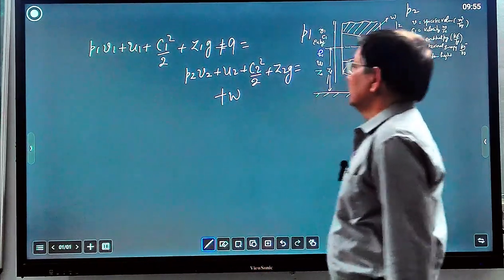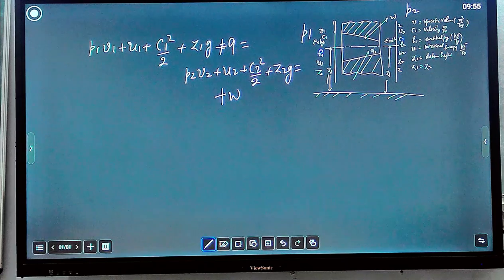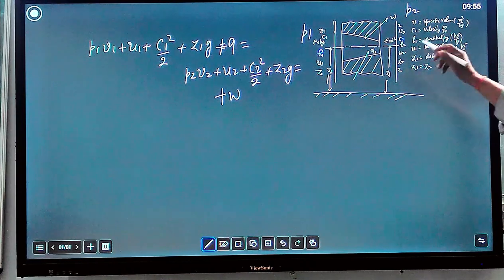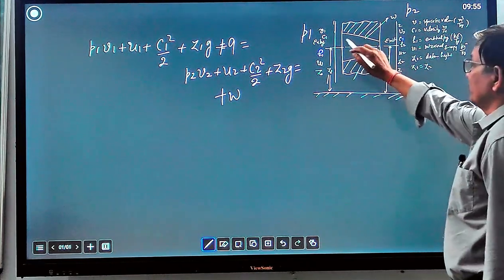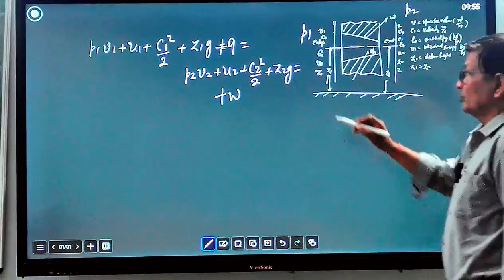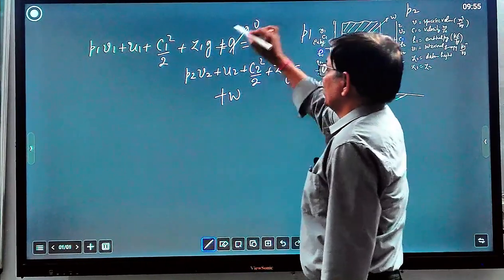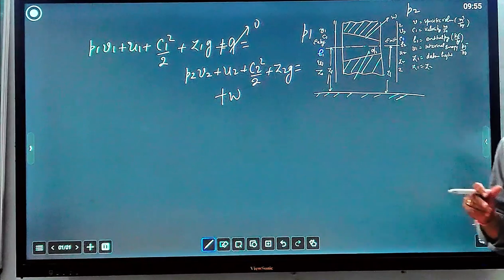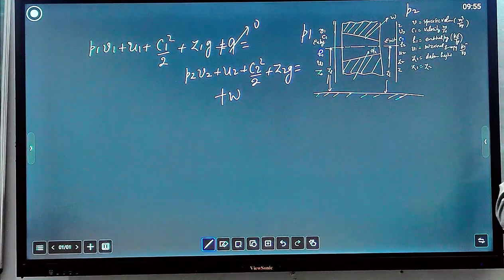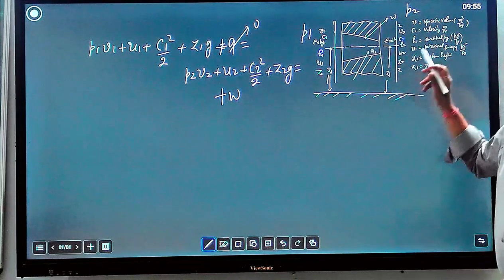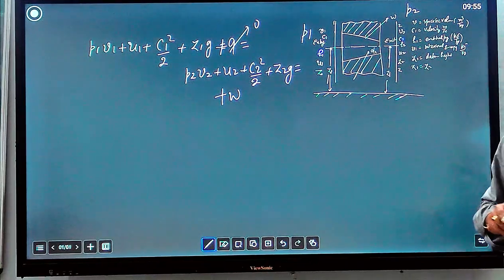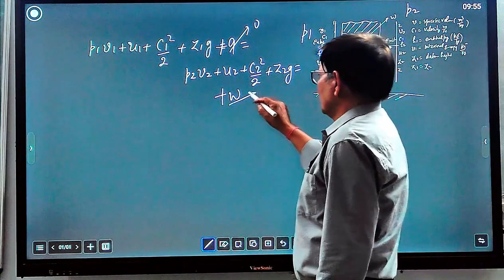W is work done. Here we have to simplify things, because we know that there is no heat transfer, since the nozzle surface is fully insulated, so Q equal to 0. And the nozzle is not a device which performs any work. It only provides a passage for the flow of steam through. This is a passage through which steam will flow. So no work is done by the nozzle, so W will also become 0.